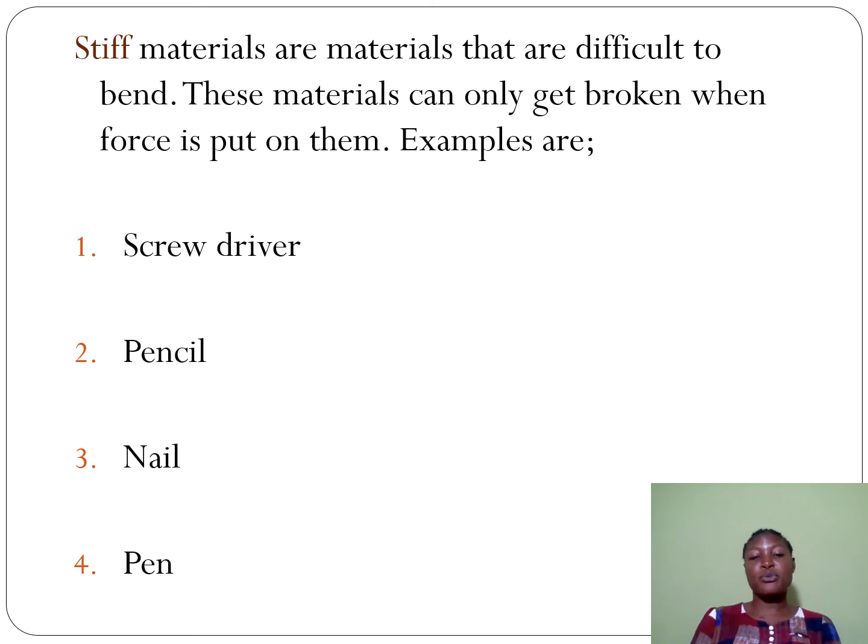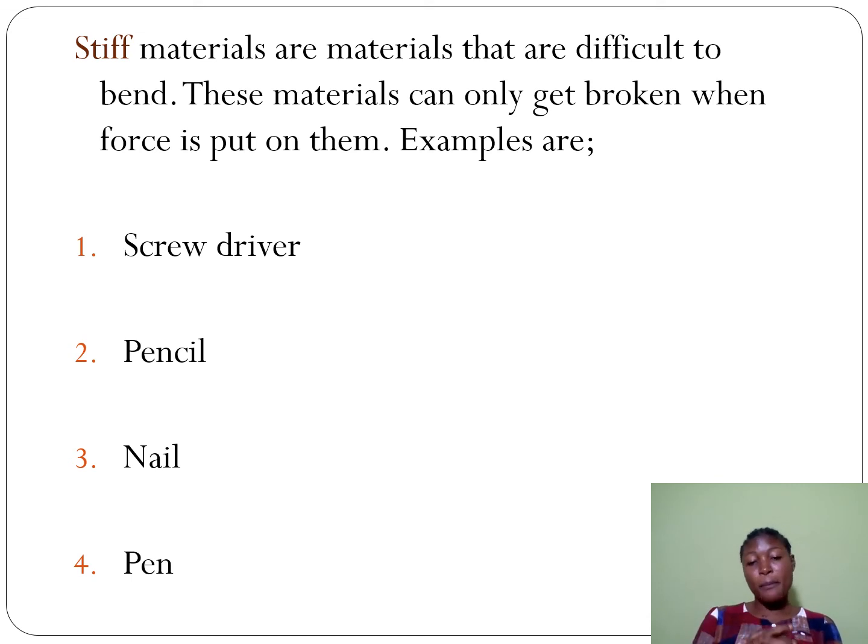Now we carry on to stiff materials. And we say that stiff materials are materials that are difficult to bend. These materials can only get broken when force is put on them. So you can see that there are other materials that are very stiff that we can't bend them because they are not flexible. Because of that, if we exert force on them, they get broken. Then they can only get broken when there is a lot of force or pressure on them.